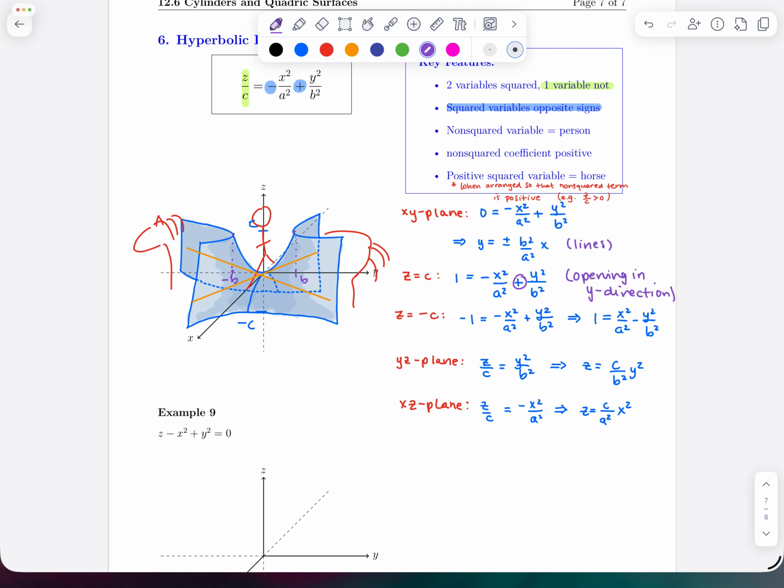Oh, and I noticed I didn't even write hyperbolas up here. So this is hyperbolas on the y. And then in this case, I get hyperbolas on x. And so looking at my picture, hyperbolas on x, that's what this is here. And that's what this hyperbola is here. And this is down at negative c.